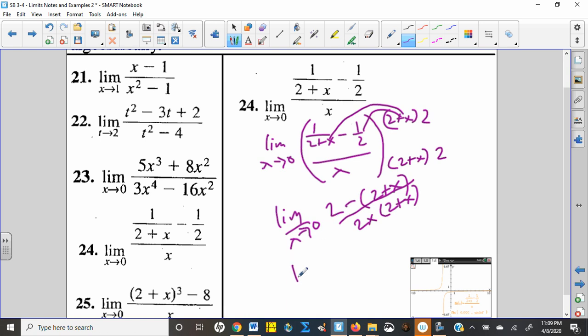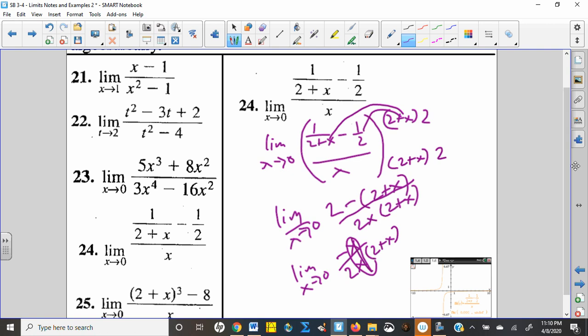So on the top, the numerator, right? The numerator, all that's going to be left once the 2 minus 2 cancel out is a negative x. Now in the denominator, I still have a 2x times 2 plus x. But I'm not going to have this x for very long. Those x's are going to cancel.